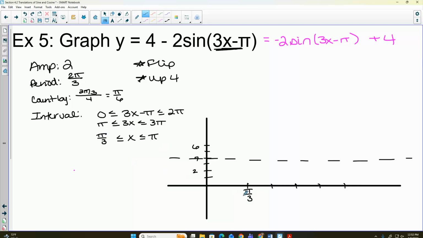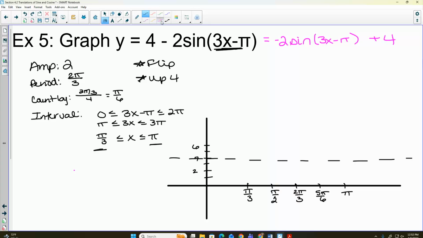Okay. So 1/3 plus 1/6, or 2 over 6 plus 1 over 6 would be 3 over 6, or pi over 2. 3 over 6 plus 1 over 6 would be 4 over 6, or 2 pi over 3. 4 over 6 plus 1 over 6 would be 5 pi over 6. Plus 1 over 6 is 6 pi over 6, which is pi. Quick check. That's where we said our interval should start and stop.